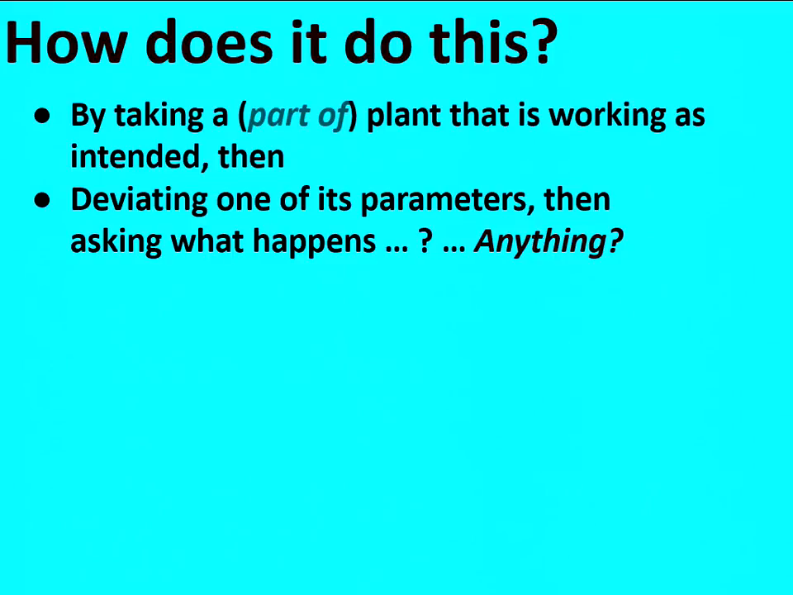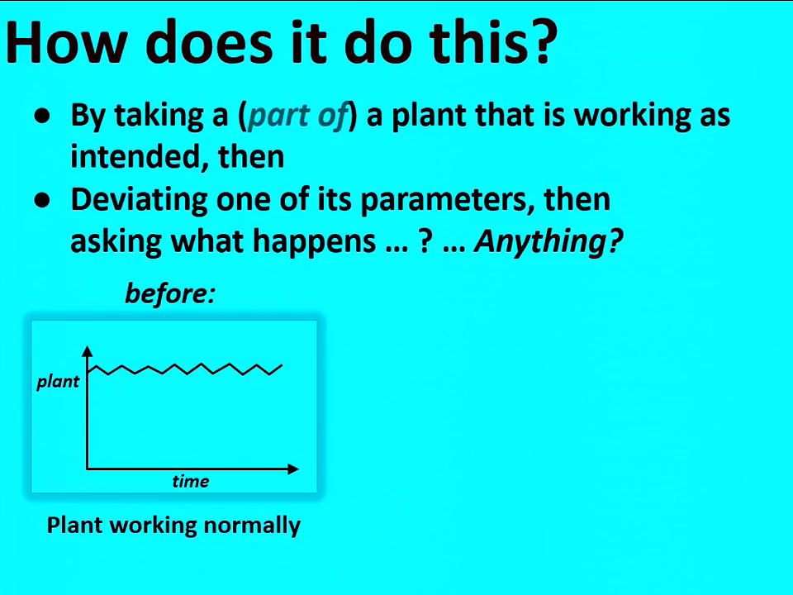So we'll take a part of a plant working as intended, then we'll deviate one of its parameters, and see what happens, if anything. Sometimes nothing happens. So there's a plant working, and there's a parameter, could be pressure, temperature, flow rate, that kind of thing, and it's toggling along quite happily. And what we do is apply a parameter deviation, so we'll reduce the flow rate, or we'll reduce the temperature in that part of the plant.